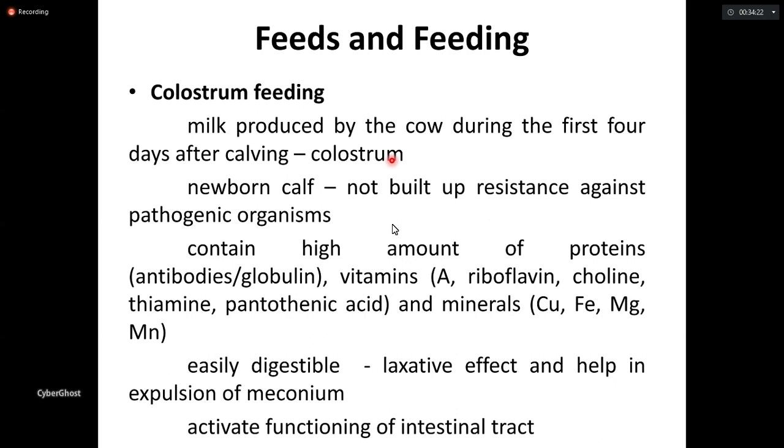So we call it a material that can be very easily expelled, because colostrum has a laxative effect. Laxative means it creates a condition like diarrhea.